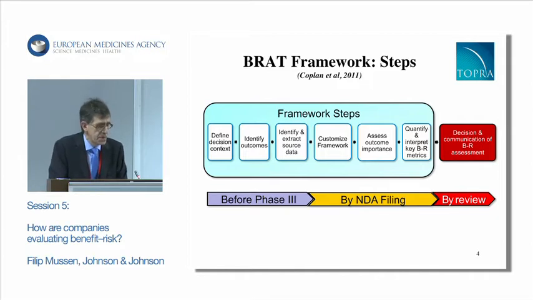Also linking then those benefit and risk outcomes to what the data are going to be and identifying those data sources. This goes a little bit back also to what Francesco called the effects table eventually. So really trying to put in a single table the key data to come to a benefit risk decision. There's also a step in our view of customizing the framework by the time of filing, and then assessing outcome importance. All outcomes are not equally important, obviously, so there needs to be a step there, and this is a more subjective step about assessing their outcomes, and then finally quantifying and interpreting the key benefit risk metrics.